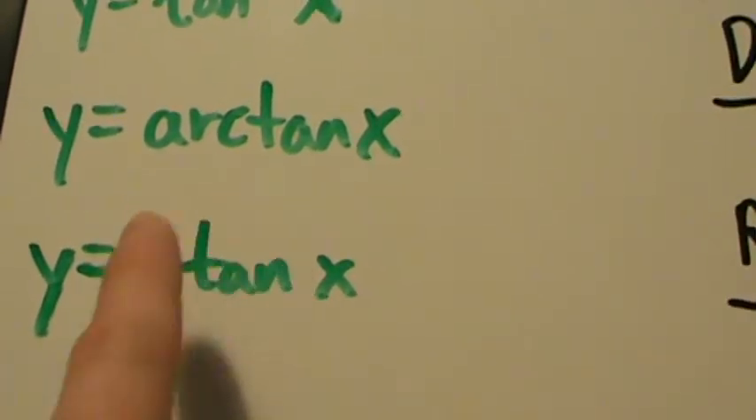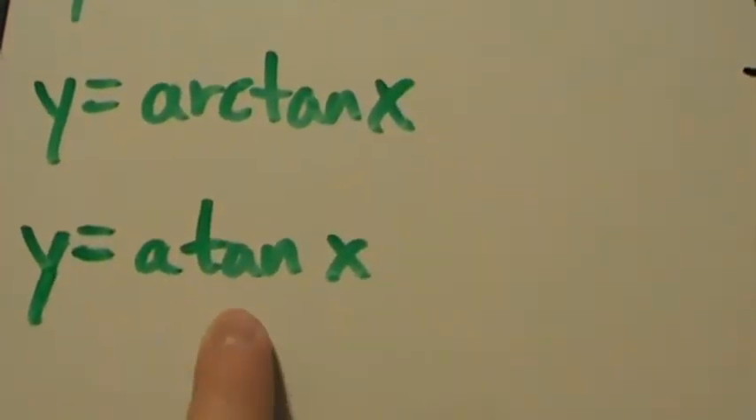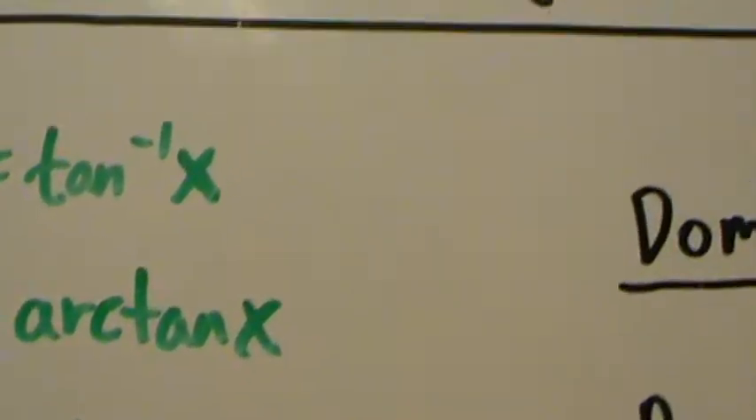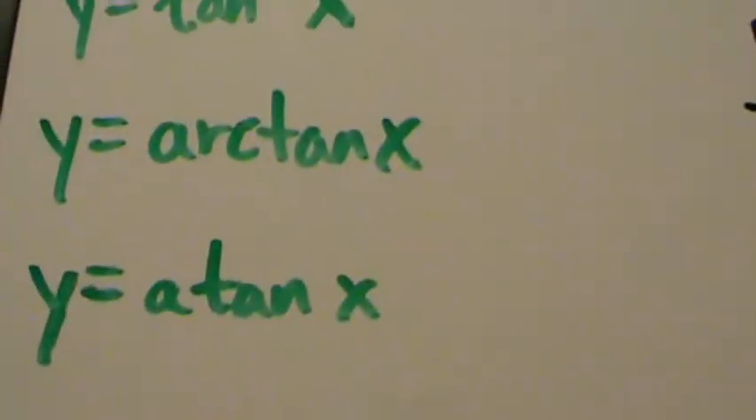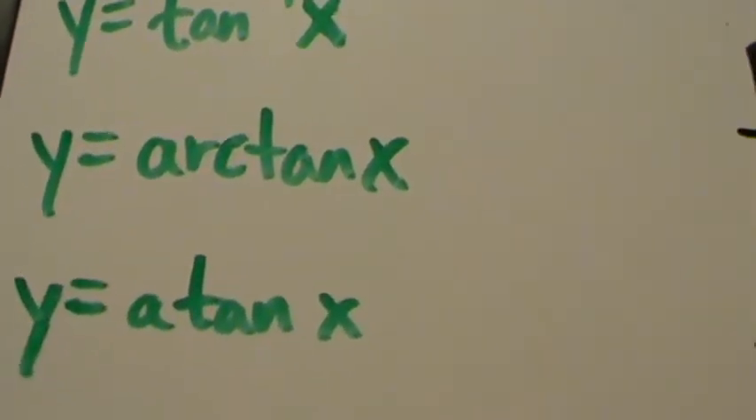And short for arctan is atan. Not quite as common as it used to be, but I guess it just depends on where you are. Anyway, three different ways of saying exactly the same thing, just the inverse tangent function there. Okay? The inverse tangent of x denoted three different ways here. Really, they all say exactly the same thing.